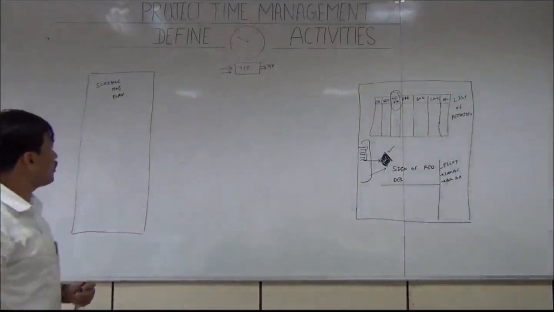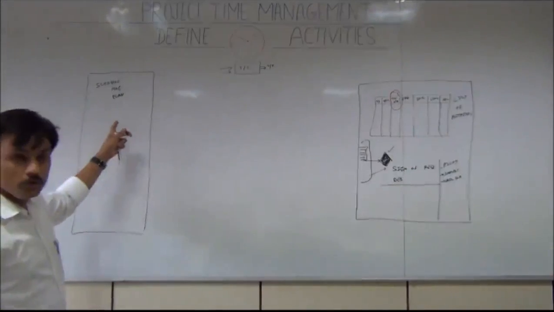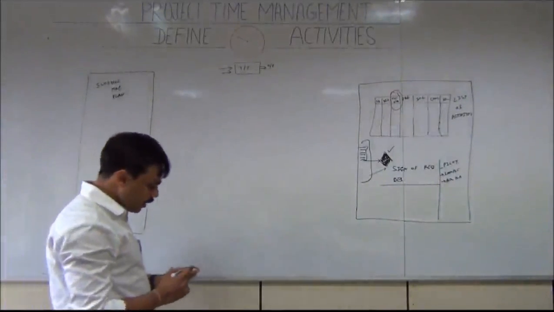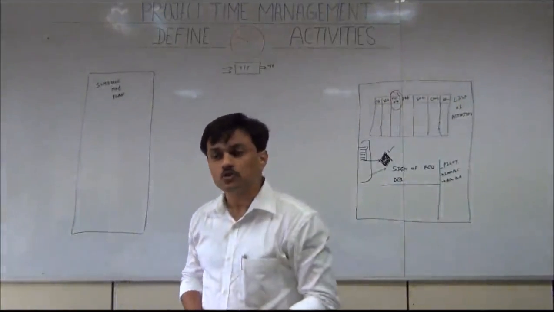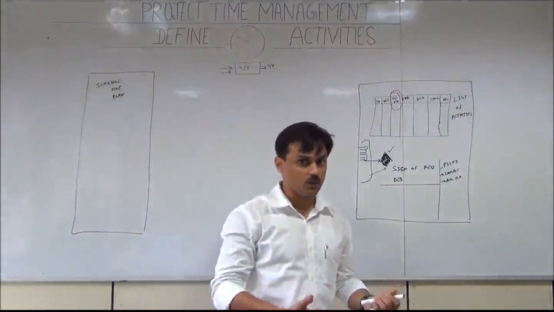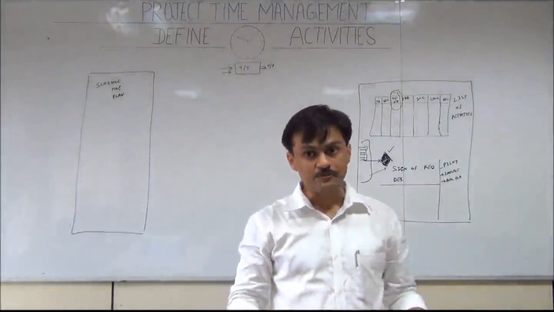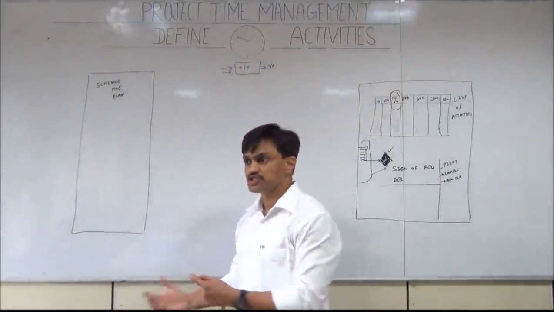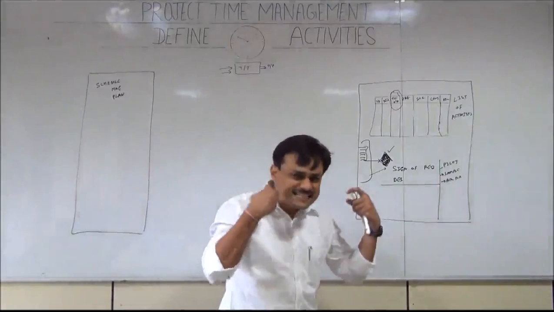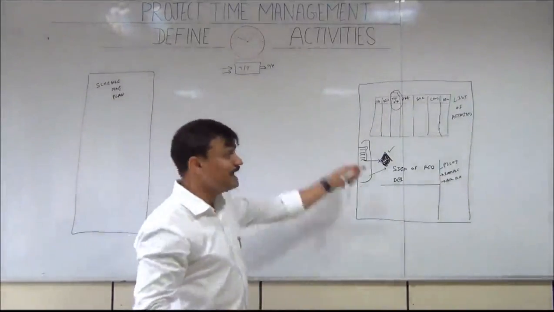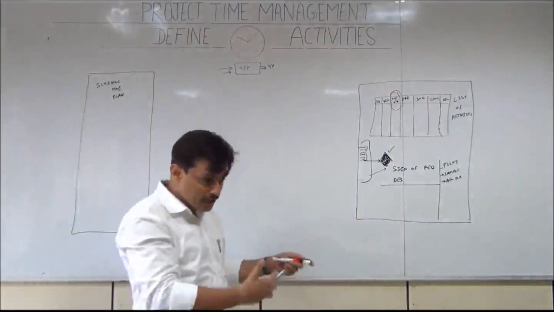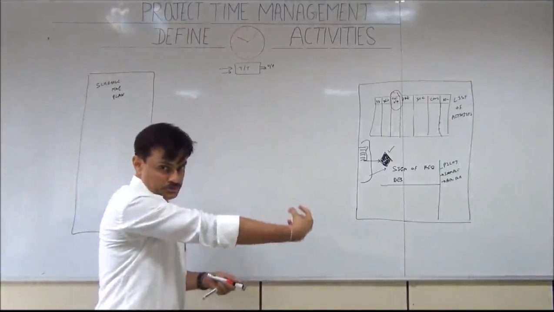The first input for this process is the schedule management plan, and the second is scope. Can we define activities without knowing the scope? We cannot. Scope tells us what is needed and what the customer wants. Customer deliverables drive the complete project, and that is why scope is an essential input for identifying activities. Once we know what we have to produce, then we need to identify how we have to produce it.